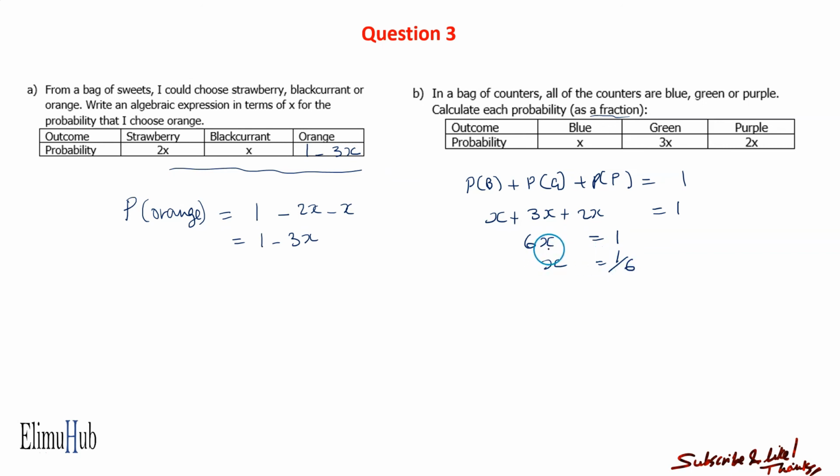Right, I need to find the actual probabilities. So this one, x is just straightforward. Okay, so for green, it is 3x, so 3 times 1/6, which will give you a half. So this probability is a half. Let's just put it like that. We're not saying 3x equals half. And similarly here, 2x then, that's for purple. So 2 times 1 out of 6, this will give you 1/3. So this probability is 1/3.